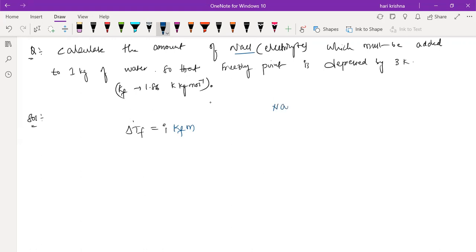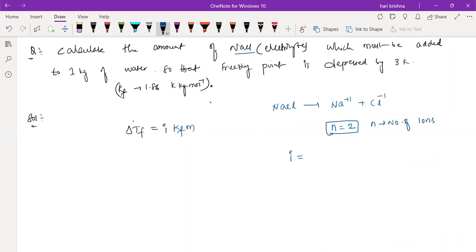They have given this is NaCl. So NaCl, we know already, will decompose into Na plus 1 ion and Cl minus 1 ion. That means what is the n value here? 2. Understand? Where n is the number of ions. So n value is 2. If you got the n value as 2, how do we find the dissociation here?